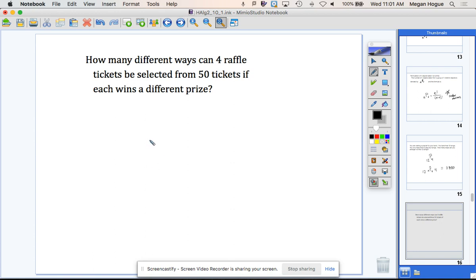So how many tickets are there? So you're going to pick how many? 4. So you're going to set that up. This is what you're going to show me as your work. You're going to put that in your calculator. 5,527,200. Man, you think there aren't a lot of combinations out of just 50 raffle tickets, but there are.